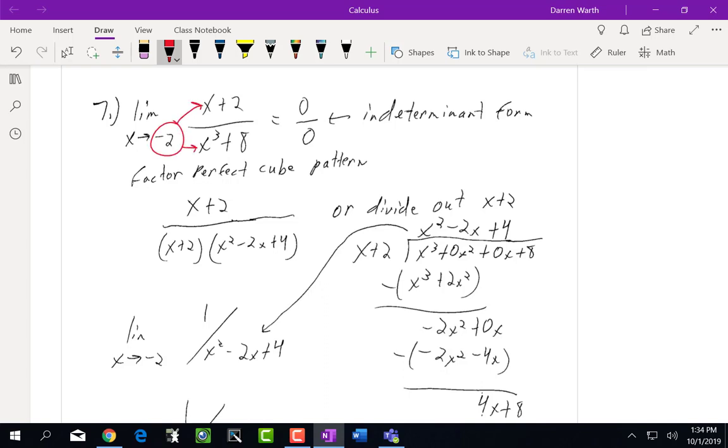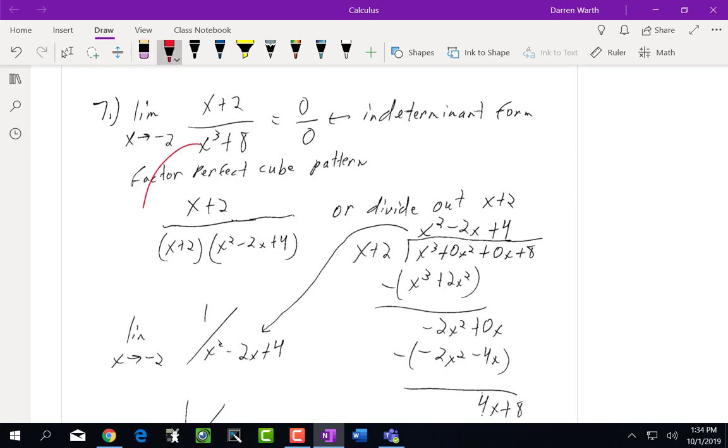I'm going to get negative 2 plus 2 for my numerator, and negative 8 plus 8 for my denominator. That gives me 0 over 0. That's my indeterminate form, so that means there's something I can do to find this answer. You can either factor it, or you can just divide it out. If you want to factor it, the pattern for factoring is I take the cube root of this first term right here.